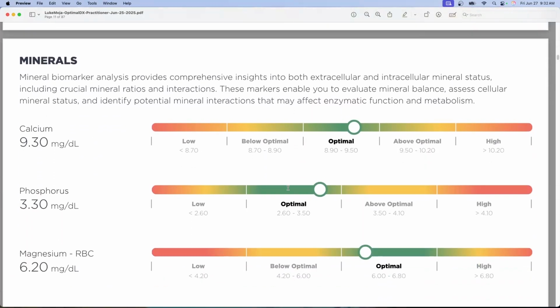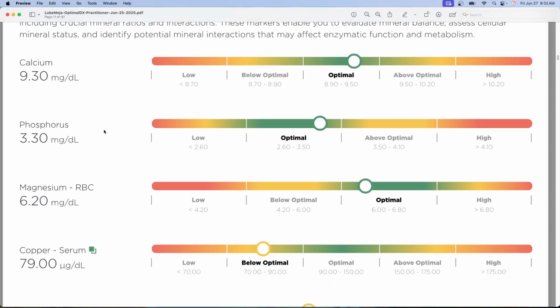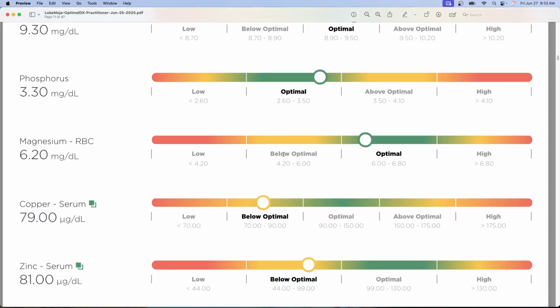All right, so here's some more mineral markers. We talked about calcium and how that can be influenced by albumin. You can see my calcium's good. It's in the nice range there, right in the middle of the optimal range. Phosphorus is another one of our minerals that we look at, looking good there, optimal range.